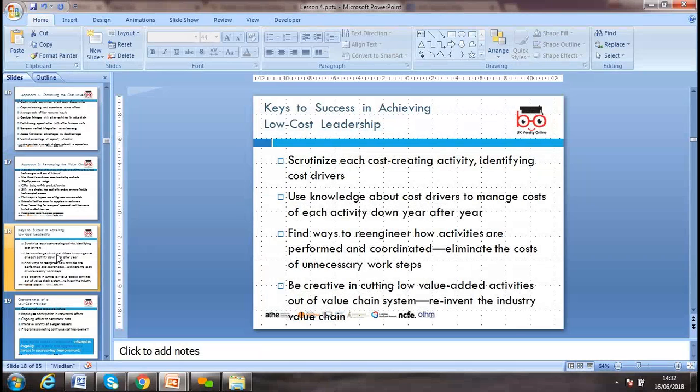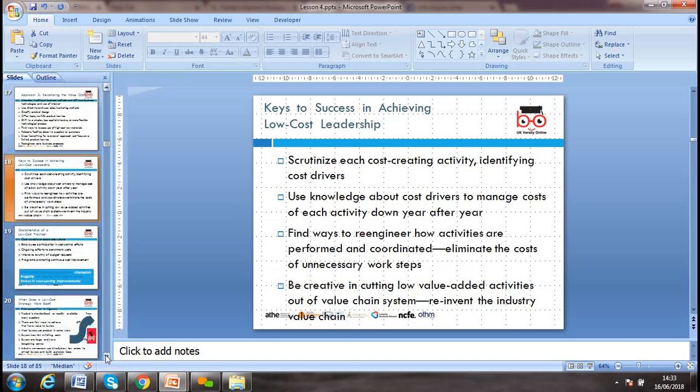The key to success in achieving the lowest cost is to scrutinize each cost-creating activity and identify the cost drivers, like fixed and variable costs. If we produce more, the variable cost per unit can drop, and the fixed cost per unit as well as the total cost per unit can drop. If we produce less, say using up to 50% of our capacity, our cost per unit will be higher, and if we produce more than that, our cost will carry on dropping. So we need to think about how we can maximize our output and reduce our cost.